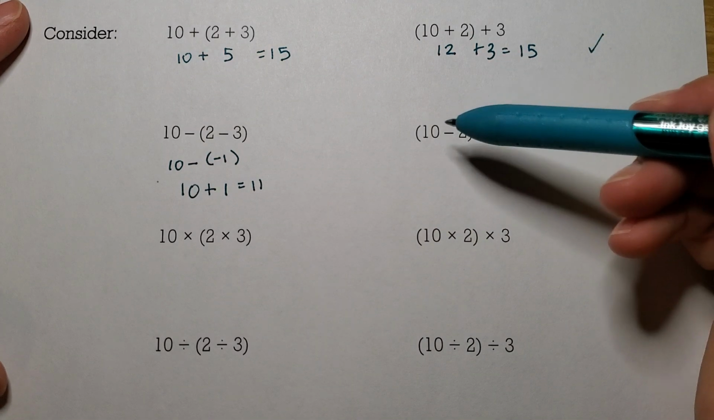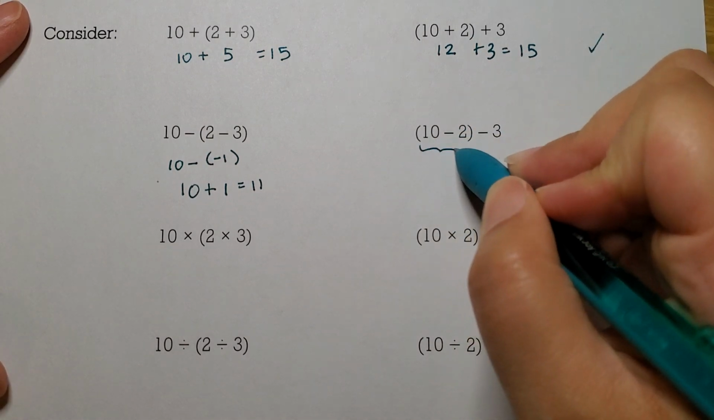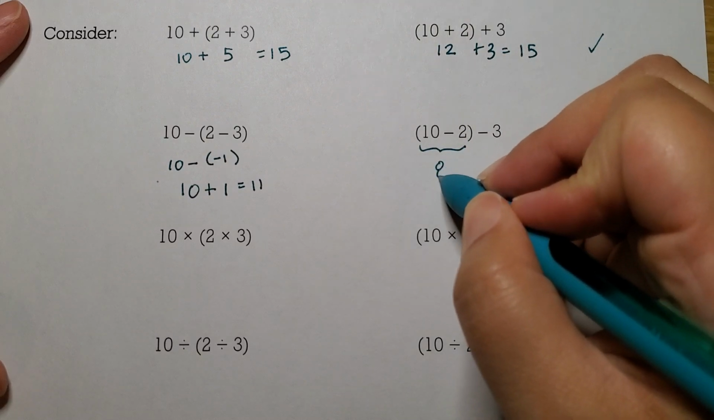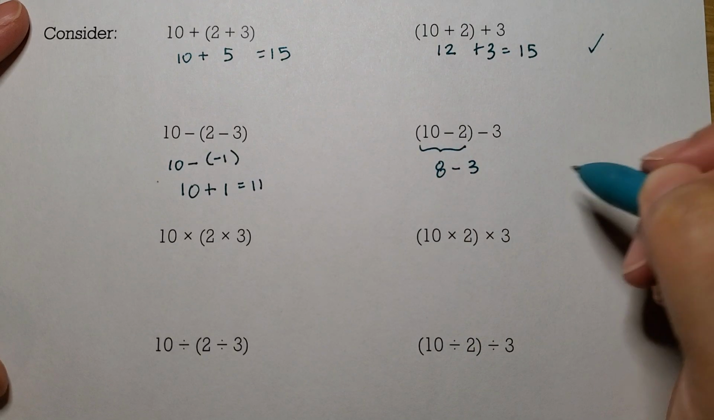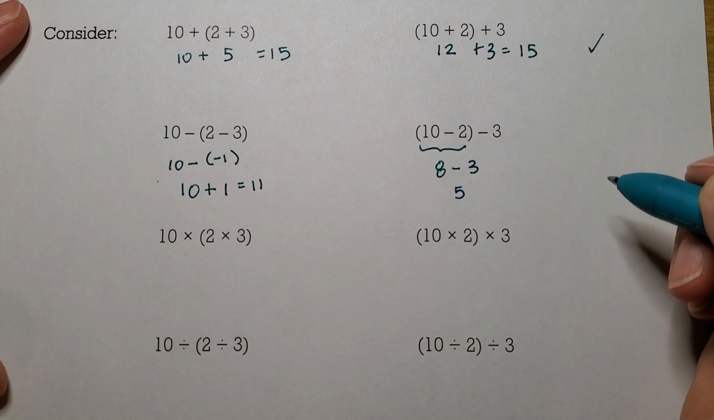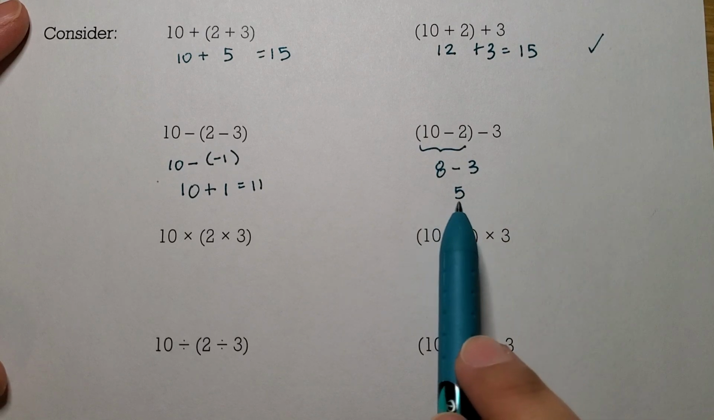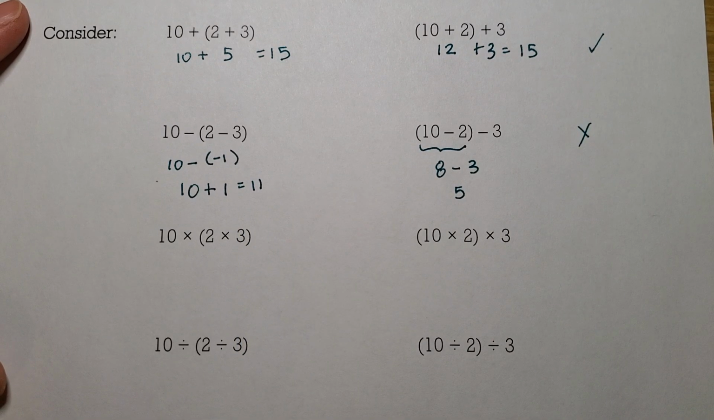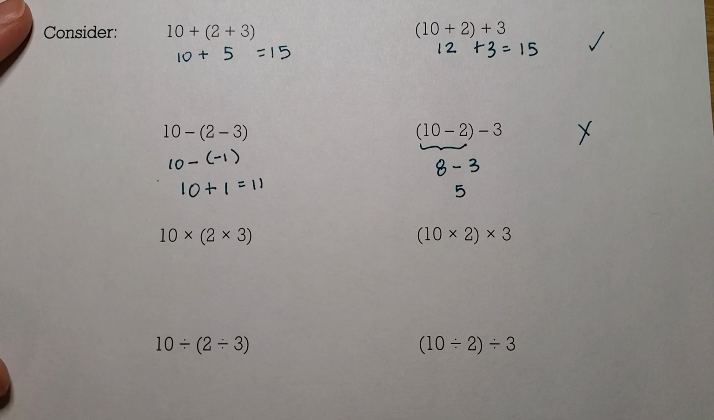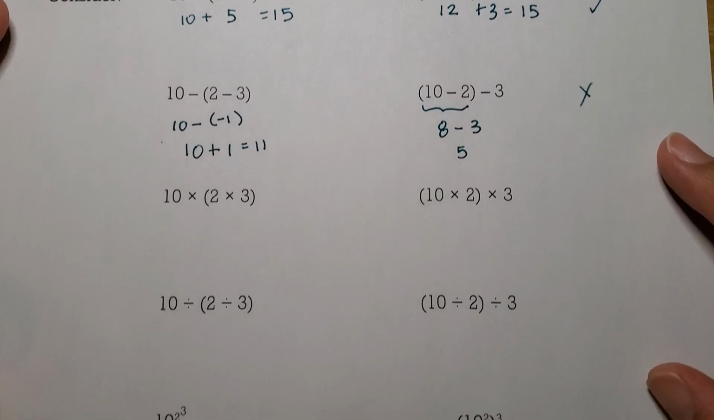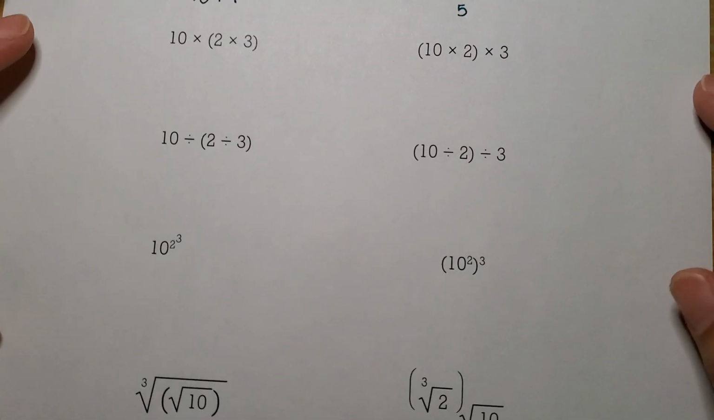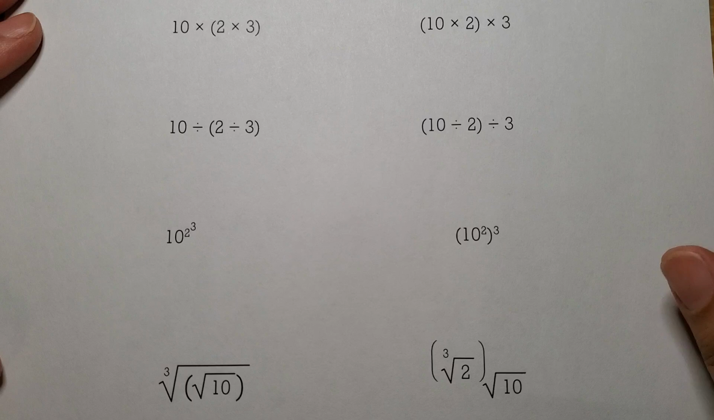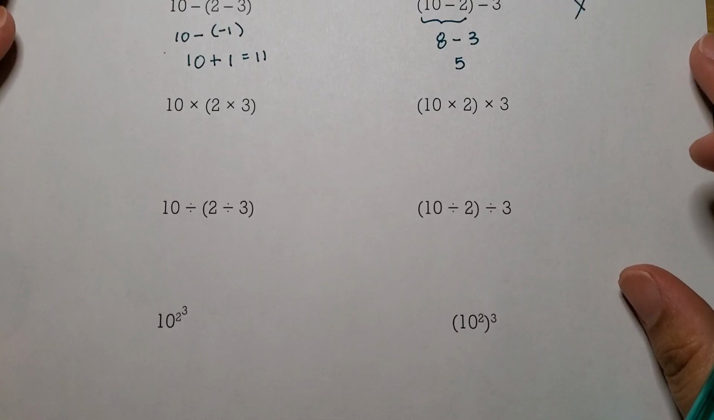On the right-hand side, we've got to do 10 minus 2 first. So 10 minus 2 is 8. And 8 minus 3 is 5. And 5 is not 11. So it looks like subtraction does not have the associative property. So we can play around with this with other kinds of operations like multiplication, division, exponents, and oh golly, look at this one, radicals. We'll do that for now.